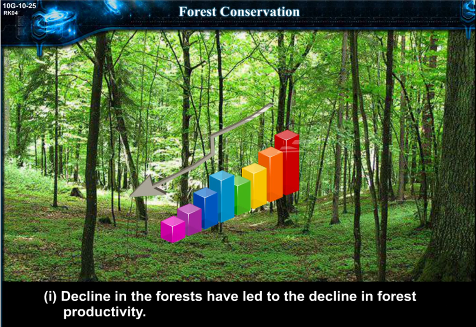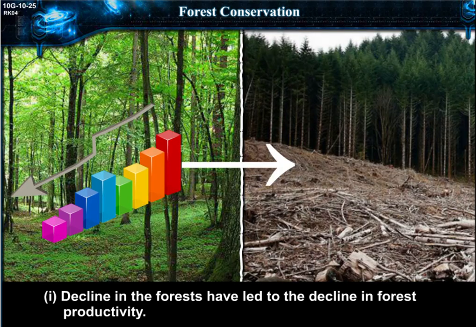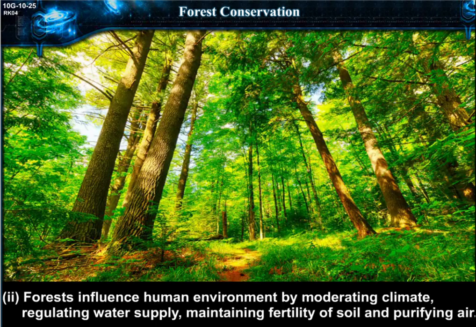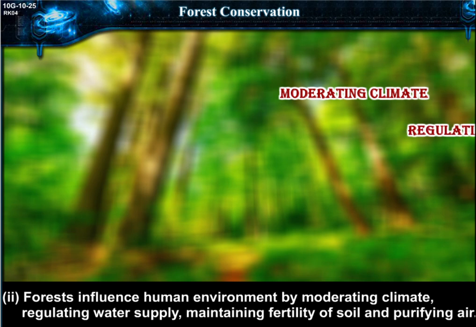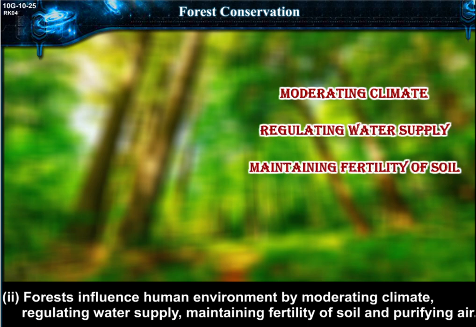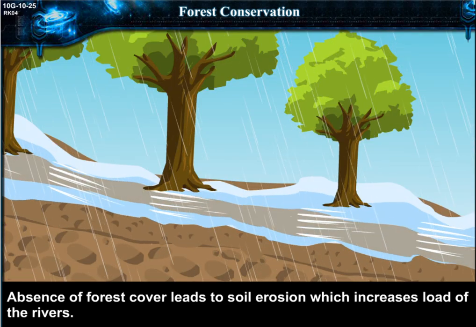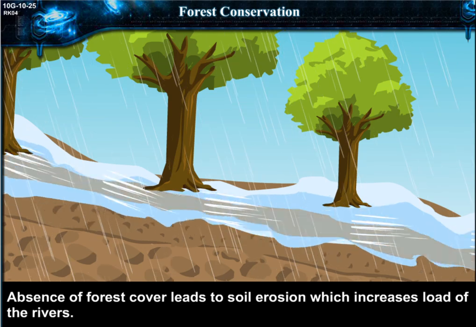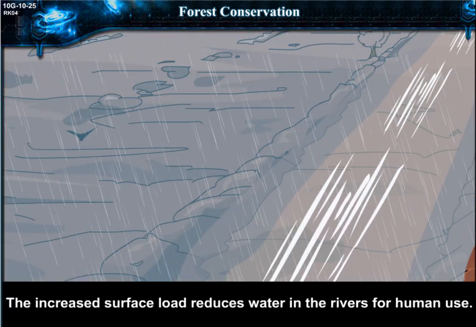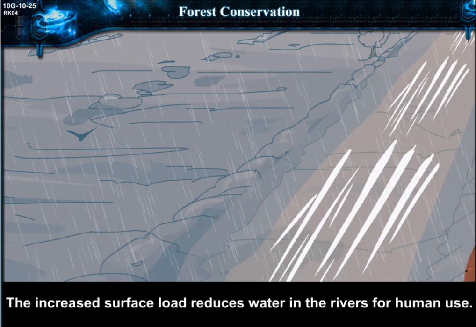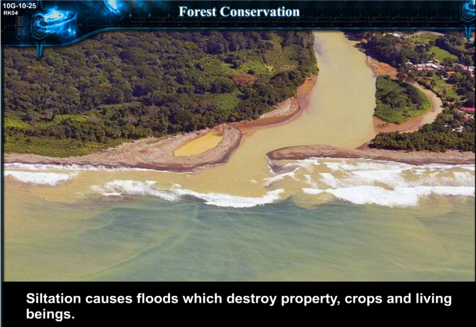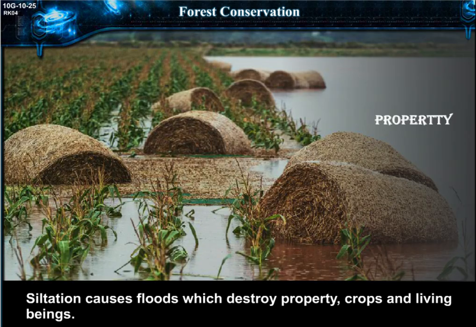First, decline in the forests has led to the decline in forest productivity. Second, forests influence human environment by moderating climate, regulating water supply, maintaining fertility of soil, and purifying air. Absence of forest cover leads to soil erosion, which increases load on the rivers. The increased surface load reduces water in the rivers for human use. Siltation causes floods, which destroy property, crops, and living beings.